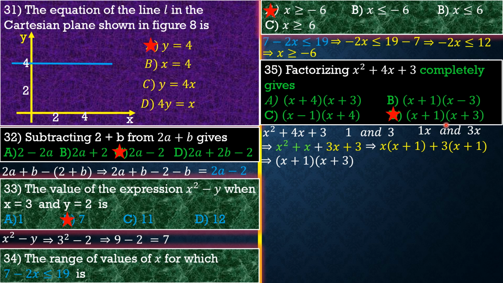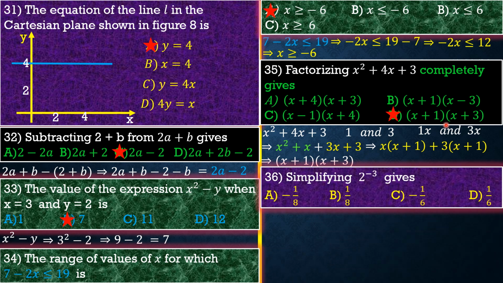Great. Okay. Let's look at question 36, guys. Let's go. Simplifying 2 raised to the power minus 3 gives. Oh my god, guys, this is just a bonus question. We simply have to recall that according to indices, if we have a raised to the power negative n, that has to be the same as 1 over a raised to the power n. So at this point, guys, if we apply this same concept to 2 raised to the power minus 3, we are going to have 1 over 2 raised to the power 3. 2 raised to the power 3, guys, is what? It is 8. So we are going to have 1 over 8.